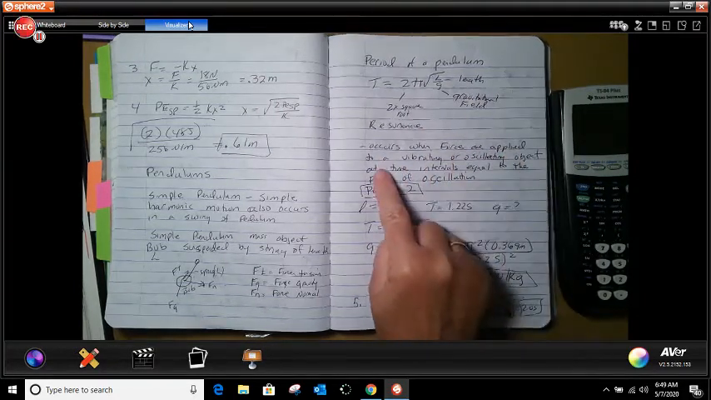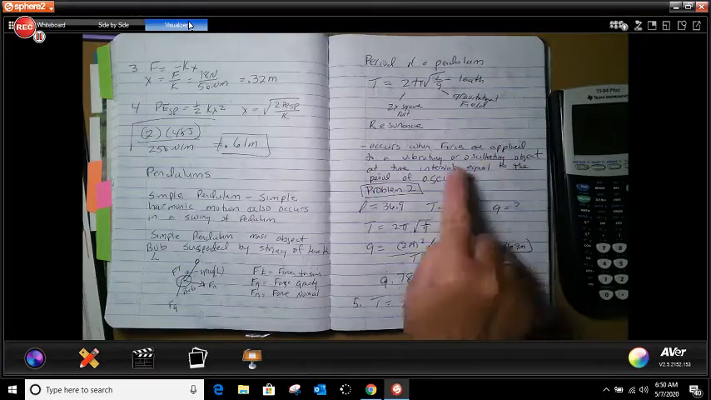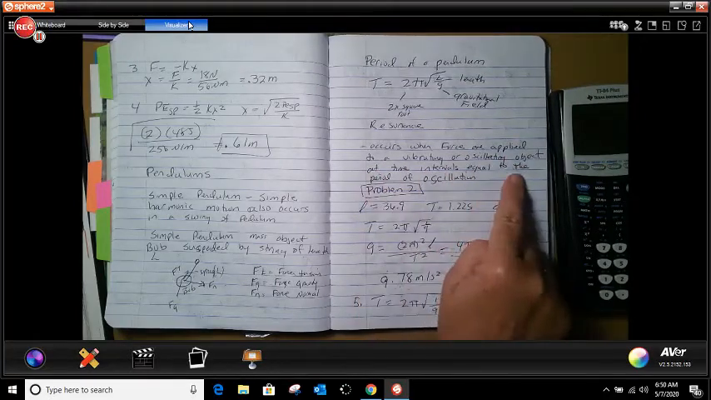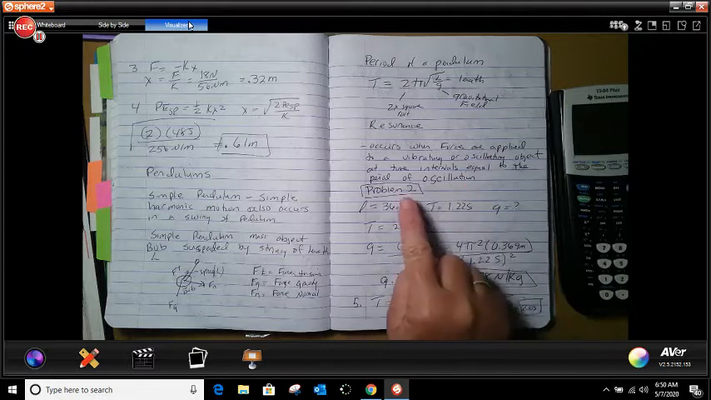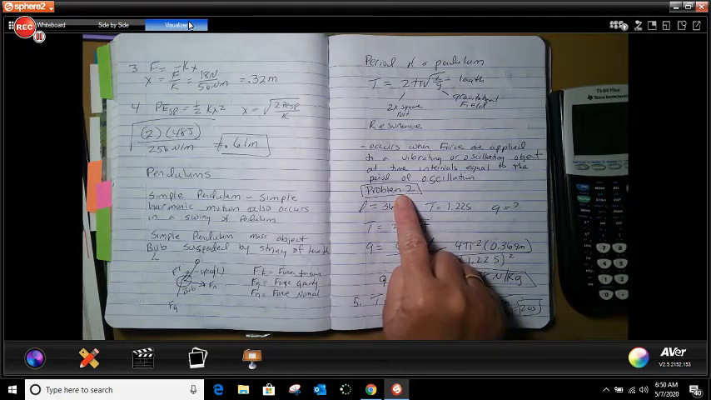Resonance occurs when a force is applied to vibrating and oscillating objects at time intervals equal to the period of oscillation. So we have problem 2.